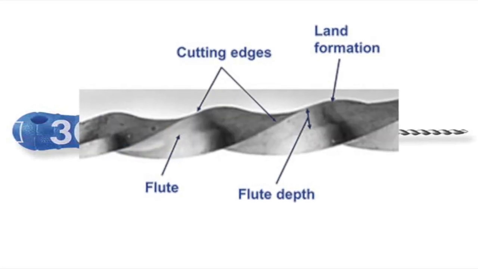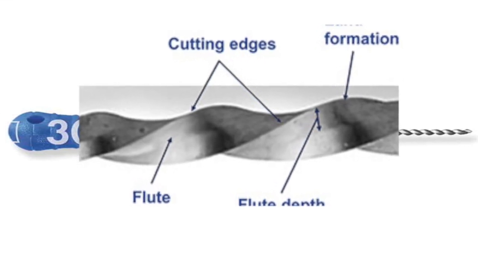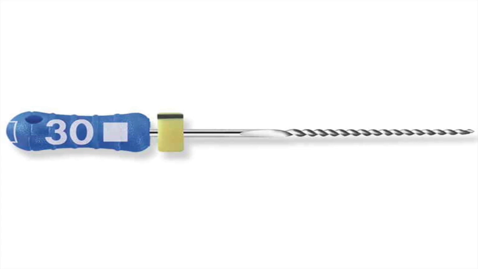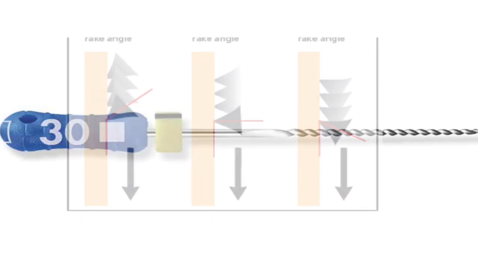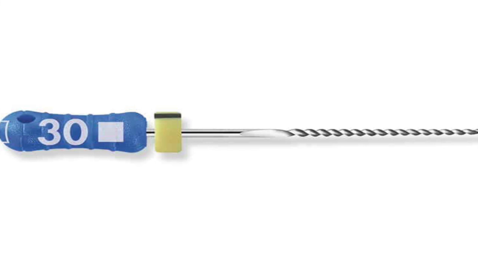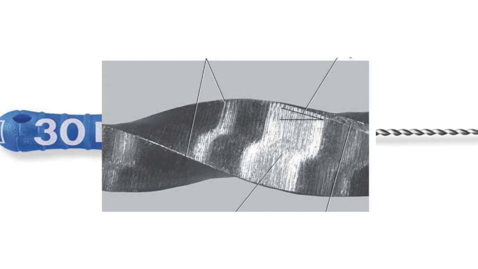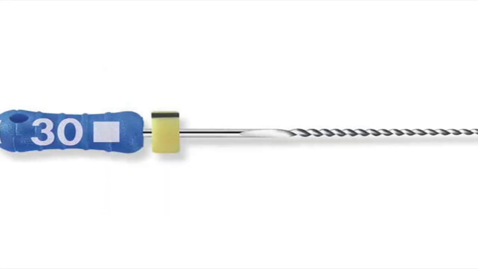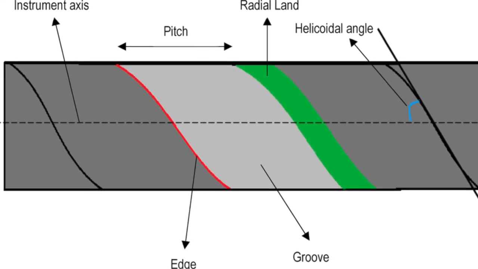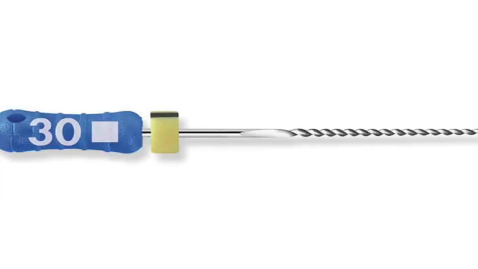Flutes, the area of the file where dentine chips and soft tissue extracted from the canal wall are collected. Rake angle, the angle in the cross section created by the file radius and leading edge. It can be positive or negative. Helical angle, the angle created by the file longitudinal axis and the cutting edge. Finally, the pitch, the separation of corresponding locations where the pattern repeats.